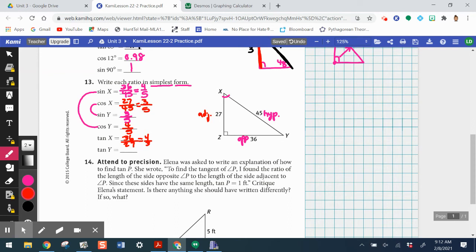Now, I did draw a conclusion that the book didn't make. The tangent of x and the tangent of y aren't equal. They are reciprocals of one another. And that's because, depending on which angle you're looking at, it switches, right? Opposite of x is 36, but opposite of y is 27. So the roles of opposite and adjacent actually switch depending on which angle you're looking at, which is what the ratio tangent is, the opposite to the adjacent. So if the tangent of x is 4/3, the tangent of y is 3/4.